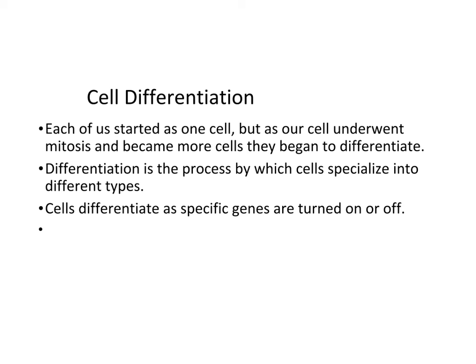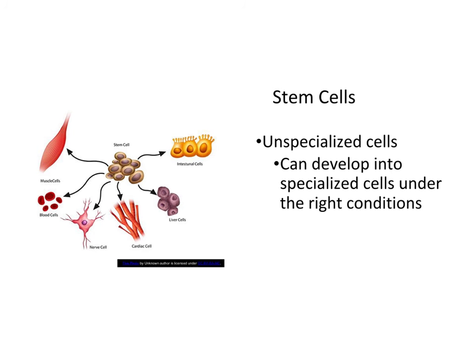Okay? And by different types, think about your body. So your muscle cells look different than your nerve cells, and your nerve cells look different than your skin cells. So as mitosis continues and cells divide, cells start to become specialized. Okay? And cell differentiation happens as specific genes are either turned on or off.